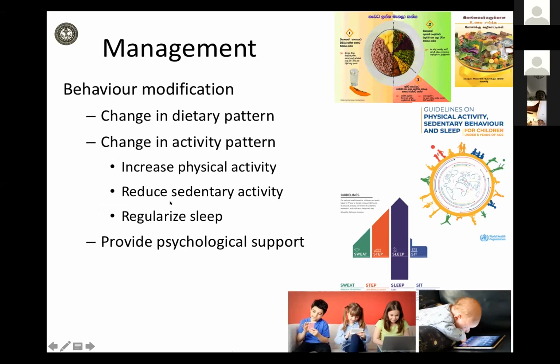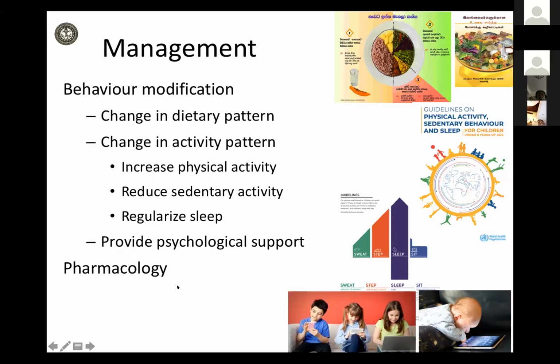And it is very important to reduce sedentary behavior and regularize sleep, because sometimes people will engage in 2 hours of physical activity, but if they spend 10-12 hours in sedentary behavior and deprive their sleep, that would be counterproductive. So it is very important that we have these three managed quite efficiently to get better health, and then also to provide the psychological support.